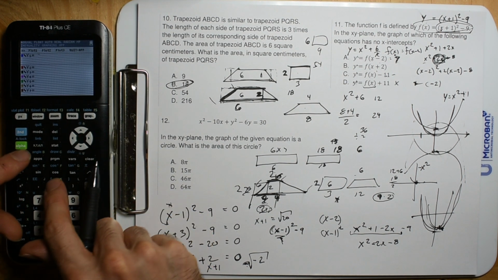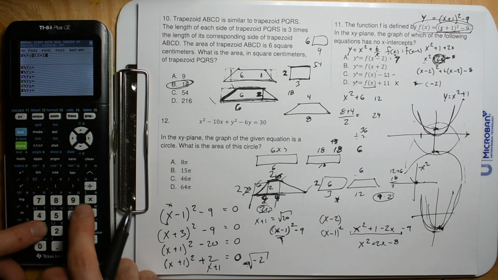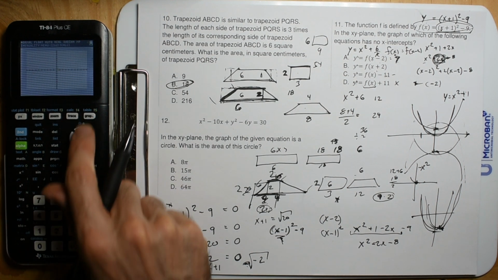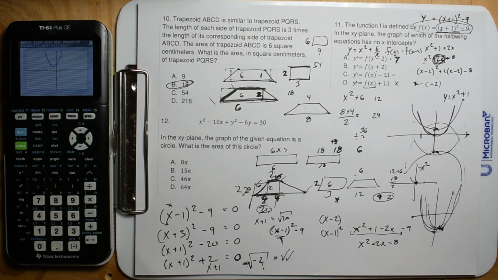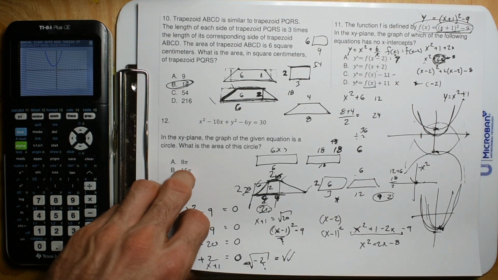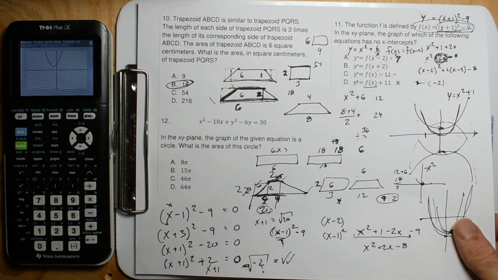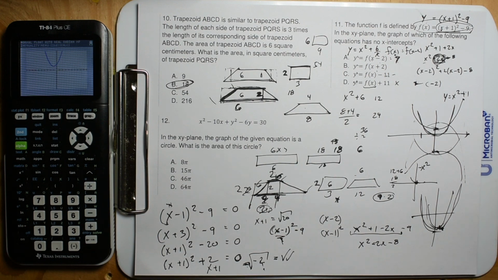So let's type that one in. x plus 1 squared plus 2. Graph it. And it just doesn't cross the x-axis. So that's another reason why this doesn't have a solution. Alright, hell yeah. I think we spent way too long on that one.